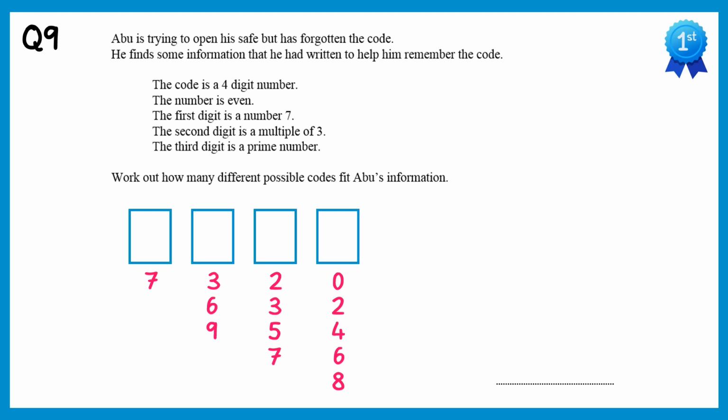So altogether we have 1 possibility for the first digit, times 3 possibilities for the next one, times 4 possibilities for the third digit, and times 5 possibilities for the last digit. If you times all of this together, you'll get a total of 60 possible codes.